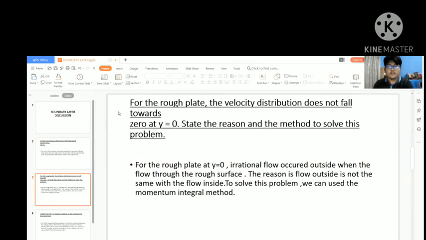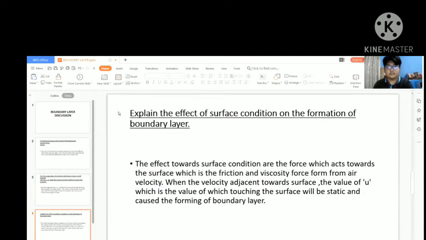Second, for the rough plate, the velocity distribution does not fall towards zero at y equals 0. State the reason and method to solve this problem. For the rough plate at y equals 0, rotational flow occurs outside when the flow goes through the rough surface. The reason is the flow outside is not the same as the flow inside. To solve this problem, we can use the momentum integral method.